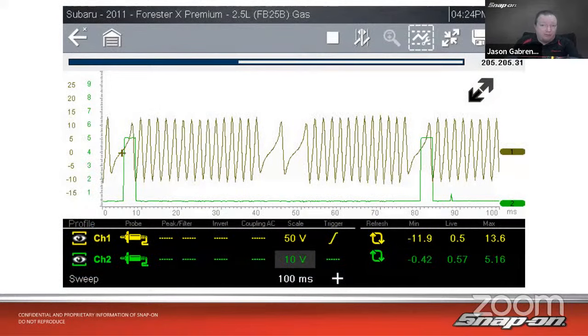Now, what if I don't have a 4-channel tool? I can still do 2 at a time, right? So if I have a 2-channel tool, I can do my crank and my cam, and then I could just unplug that cam and plug it into the other cam and see where they line up, make sure everything's good there. I can do both cams at the same time. Whatever you need to do just to make sure that they relate to each other over time.